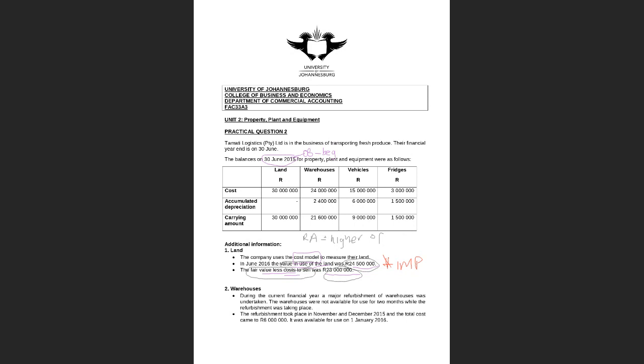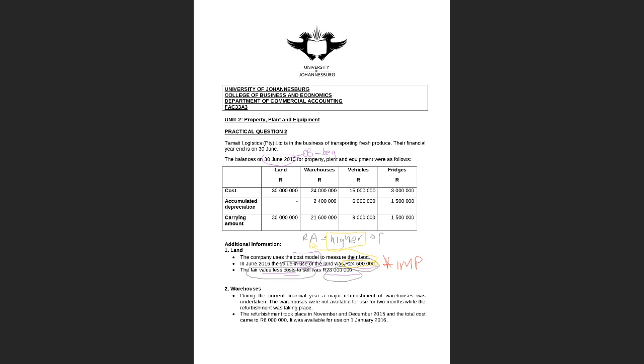Looking at these two, we need to determine which is the higher of the two. Is it the value in use, or is it the fair value less cost to sell? The fair value less cost to sell is 23 million. The value in use is 24.5 million. So this is definitely the higher of the two. Therefore, I need to make a note in my solution. We'll get a mark for that and say I looked at the two of them, I saw that the value in use is higher, and therefore 24.5 million is my recoverable amount.